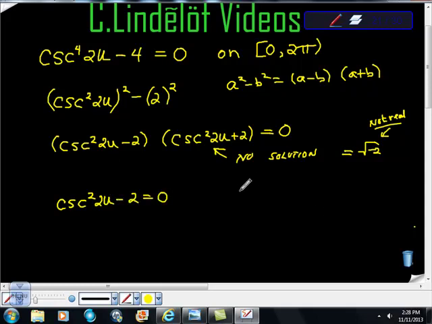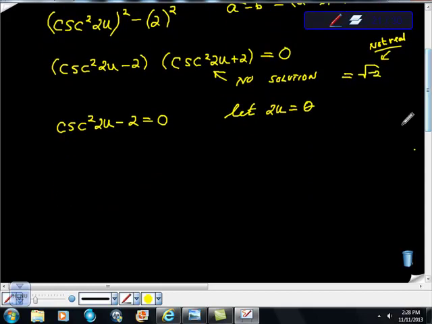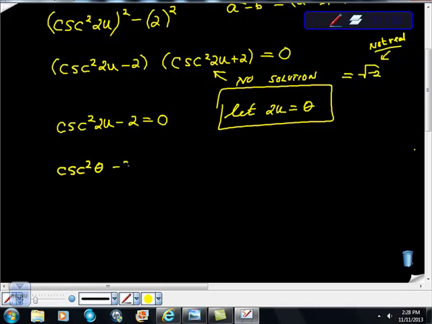If you don't mind, what I am going to do here for a second is just clean up this picture a little bit for myself. So I'm going to use a little u substitution. Let 2u equal theta. It just helps me to get my picture a little bit more clear in my head. I'm going to have to come back and resubstitute this, but for now, I'm just going to leave this. So I'm going to say cosecant squared theta minus 2 is equal to 0.